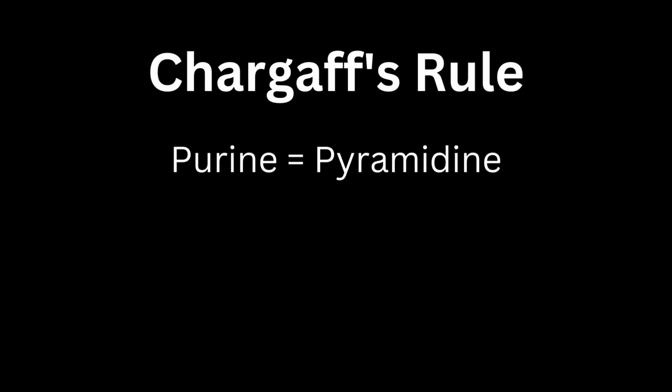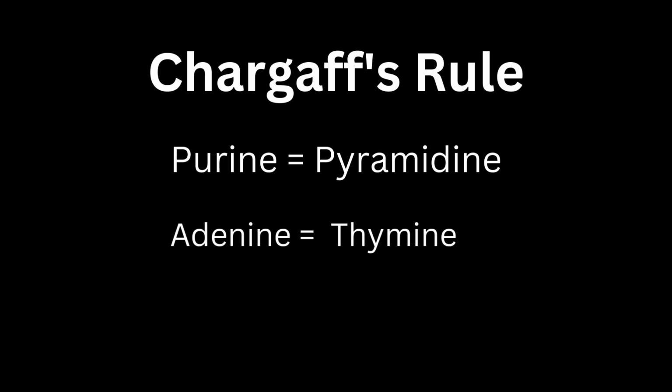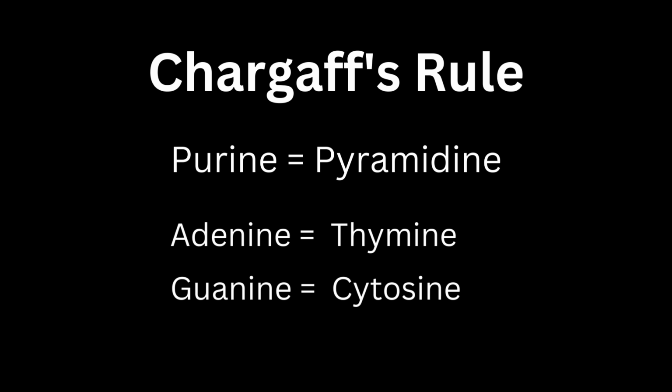Now that we've learnt a trick to know how many rings a purine and a pyrimidine has, let's learn a trick to memorize the examples of purines and pyrimidines. For this, we'll take the help of Chargaff's rule, which states that number of purines equals number of pyrimidines. And if you remember the statement, it states that adenine equals thymine, guanine equals cytosine.